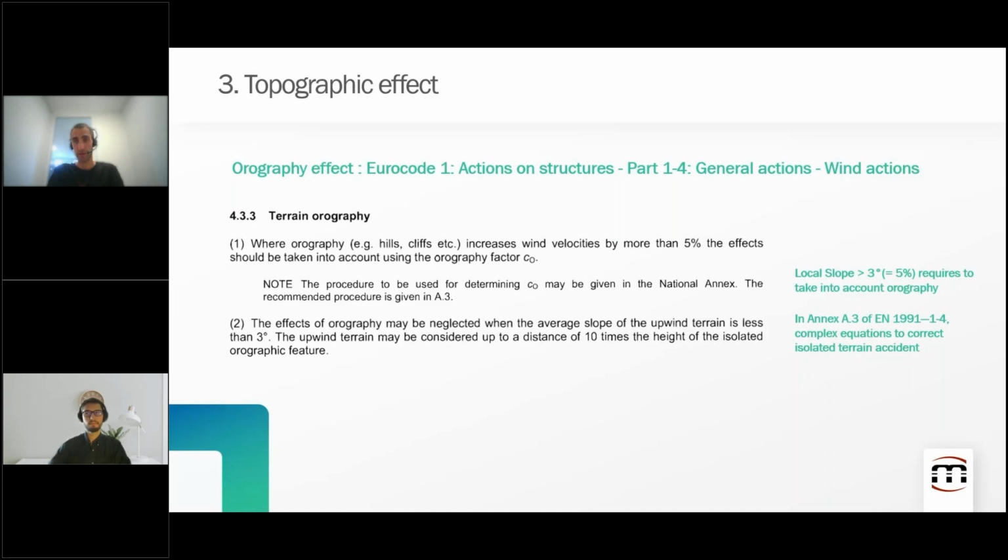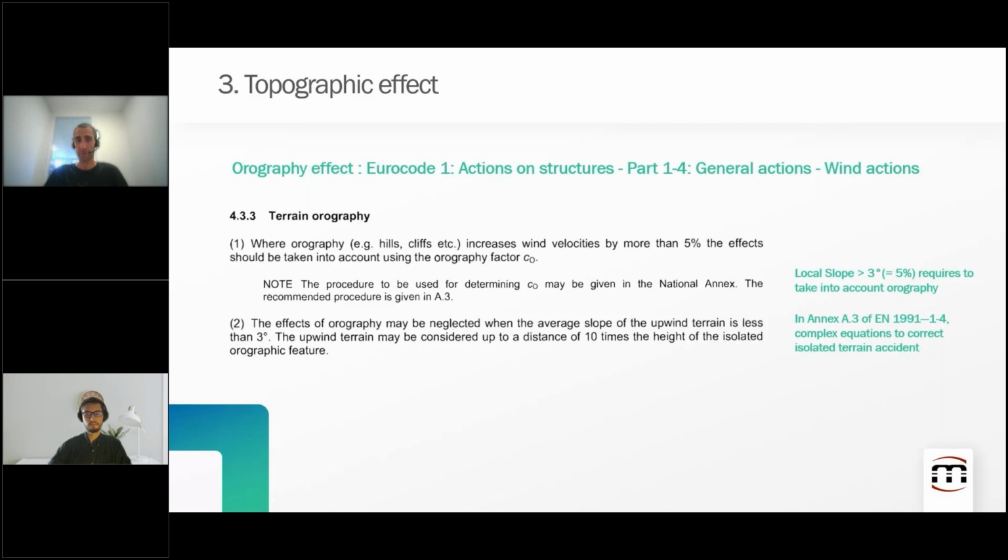It's a shared regulation for the countries in Europe. There are some annexes for each country. But here we talk only about safety issues, not wind comfort, but it can give you some rules. It's quite interesting. They talk in this paper about when we need to take into account orography effects.